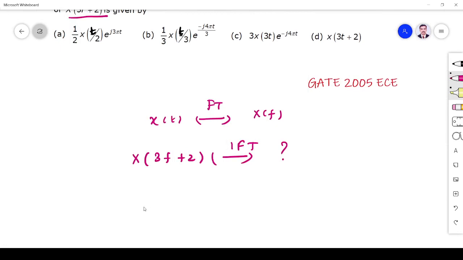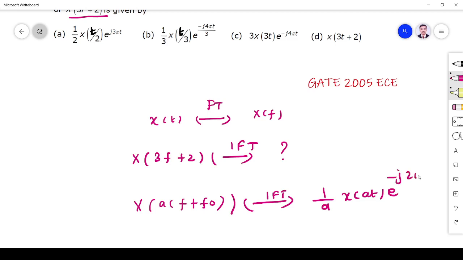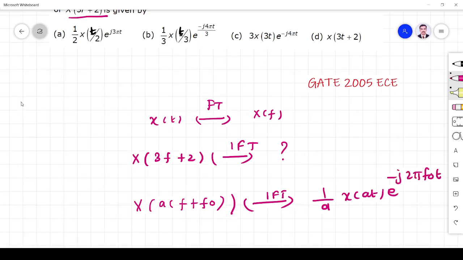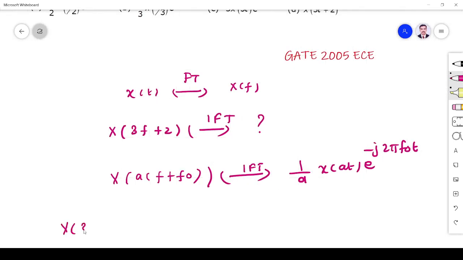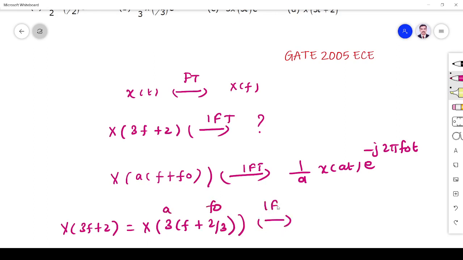We know X of a f plus f naught. For that, inverse Fourier transform is 1 by a x of t by a e power minus j 2 pi f naught t. What they have given here is X of 3f plus 2, that I can write as X of 3 into f plus 2 by 3. So this is a, this is f naught. For that, inverse Fourier transform is 1 by a, 1 by 3, x of at.